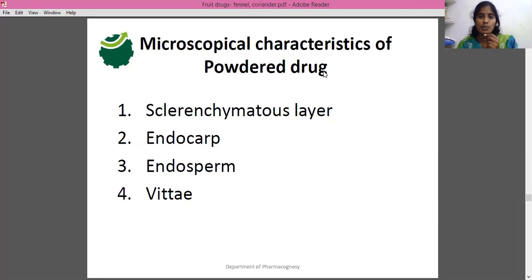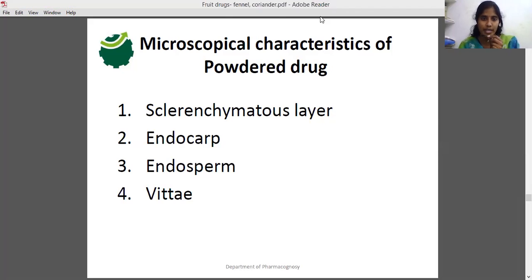Next, microscopical characteristics of the powder drug. When you observe this powder drug under the microscope, we can see these four characters especially. These four characters of the powder drug are helpful for the identification of the crude drug. One is the sclerenchymatous layer, next endocarp, endosperm and vittae. These three are the same as fennel, but it is somewhat different and crucial for the identification of the coriander fruits.